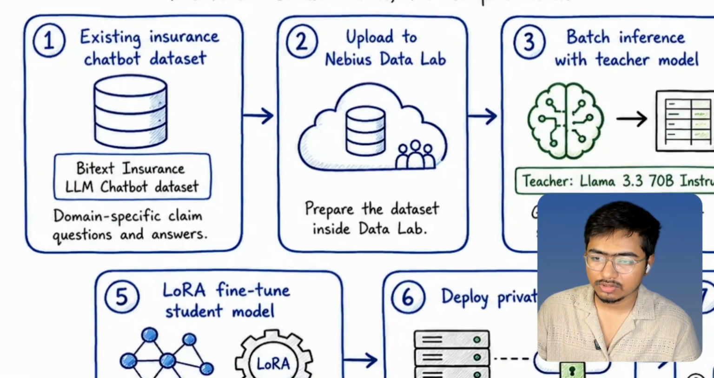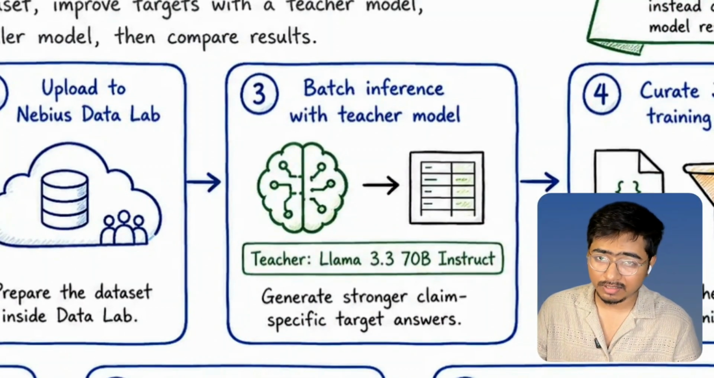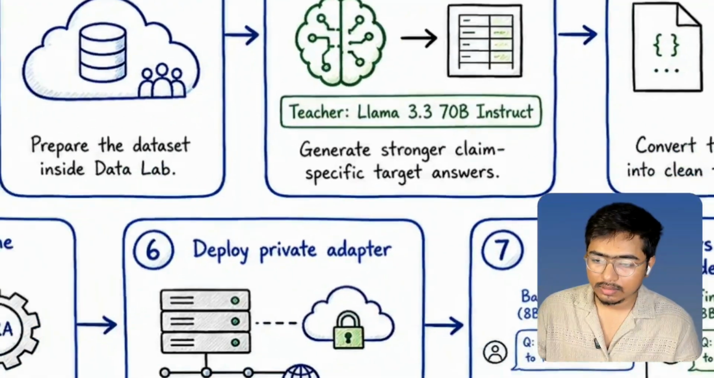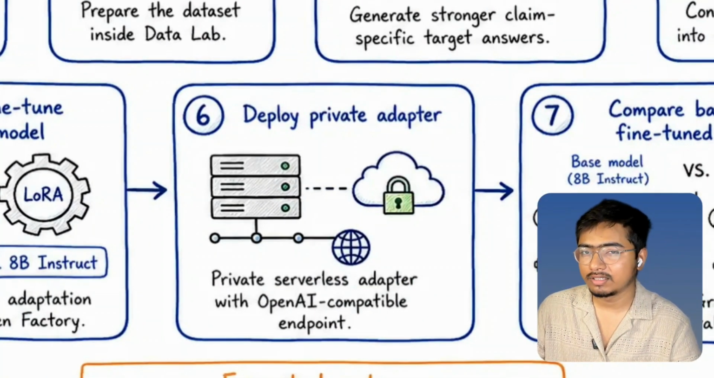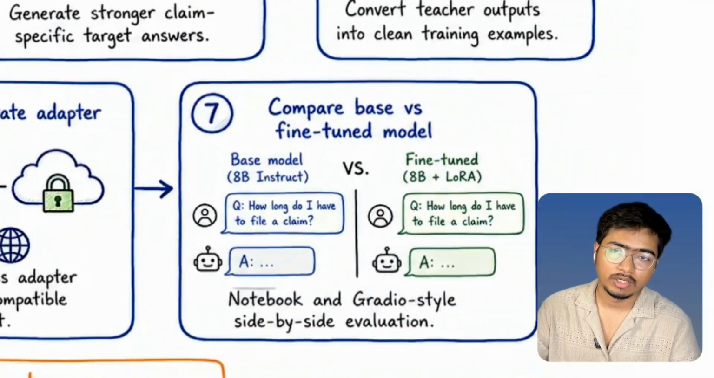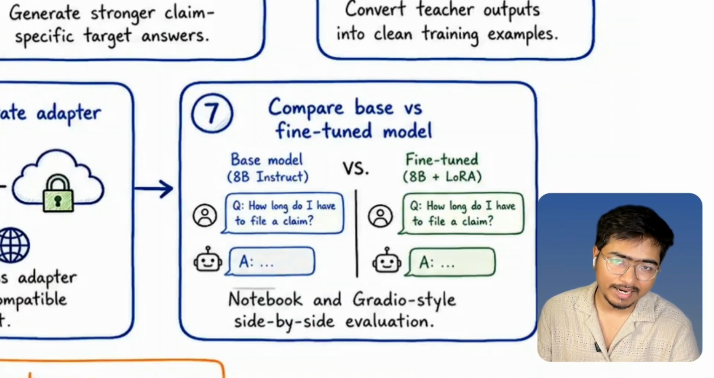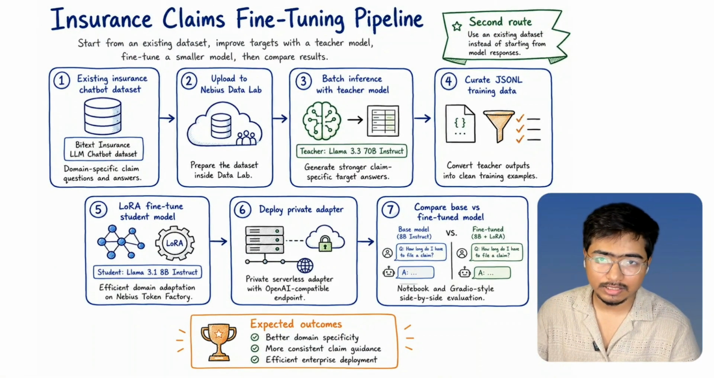So I used an existing insurance chatbot, uploaded it to Nebius Data Lab, ran a batch inference with a teacher model on Llama models, curated JSON training data, and then we did a fine-tuning job, then deployed that private model on Nebius Data Lab, and then we compared the two models using a chatbot. One has the base model as the model ID and the other has the fine-tuned model that we fine-tuned using this data set, and the results were exceptional.